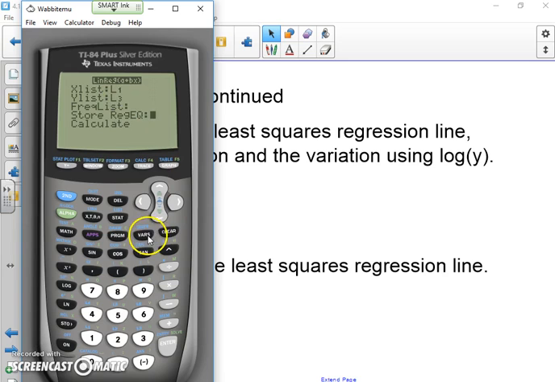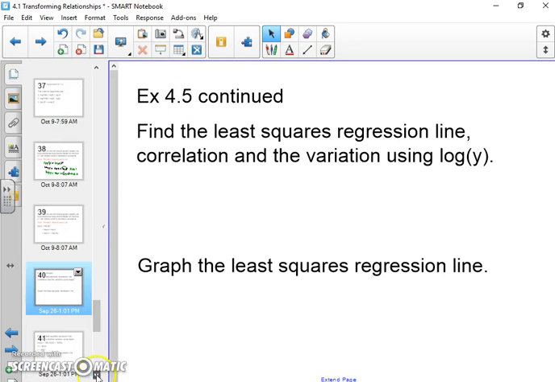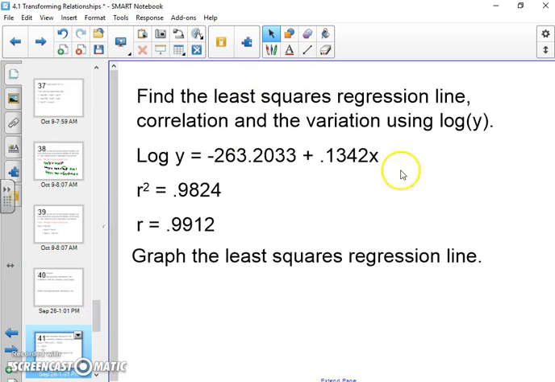Now I do want to store this, so I'm going to go to Vars, Y-Vars, Function, and set that for the first one, and then calculate. Now I would write these two down as my a and my b for my least squares regression line, which I will have on the next slide.